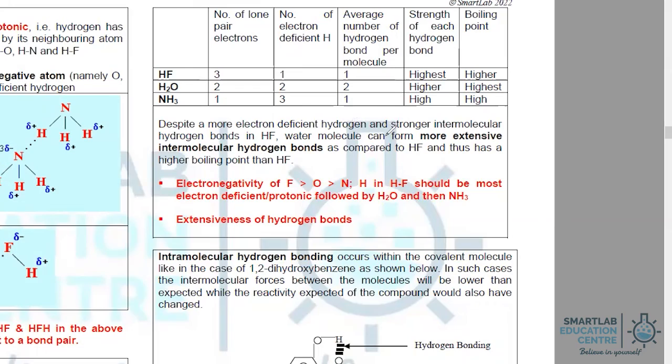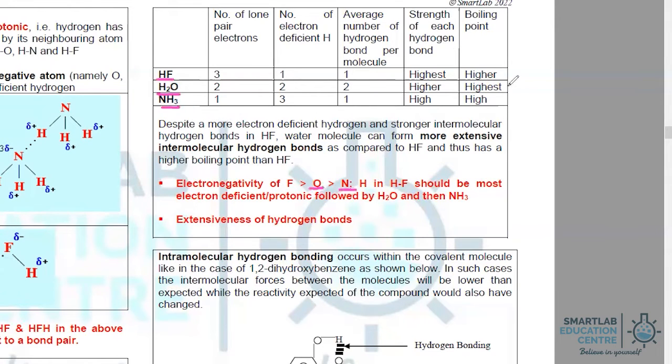Let's take a look at the three covalent molecules that can form intermolecular hydrogen bonding: HF, H2O, and NH3. In terms of the strength of intermolecular hydrogen bonding, HF would have formed the strongest intermolecular hydrogen bonding because fluorine is the most electronegative. And you'll be followed by your water, since oxygen is the next most electronegative. Then finally, your ammonia, as nitrogen is the least electronegative.